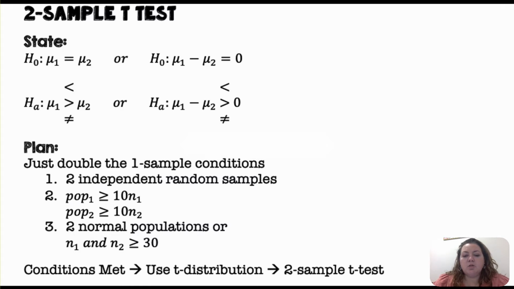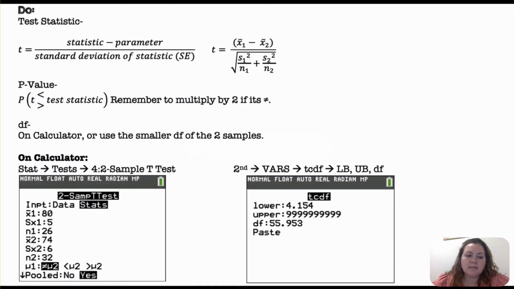So mu1 minus mu2 equals 0, and then your alternative would be mu1 minus mu2 is less than, greater than, or not equal to 0. Plan: we're going to be checking our conditions. It's just like the one-sample conditions, except we do need to make sure we have two independent random samples. Because there are two samples, we need to make sure that they're independent of each other. If the conditions are met, we're going to be using a t-distribution and doing a two-sample t-test.